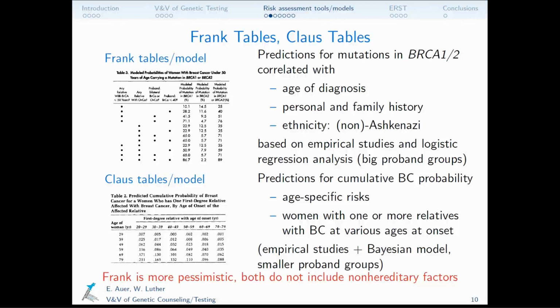Claus tables give us predictions for cumulative breast cancer probability, also considering age-specific risk, and also considering family history. Claus tables implement a Bayesian model based on smaller proband groups. In general, it can be said that Frank models are more pessimistic, but both those models do not include non-hereditary factors.